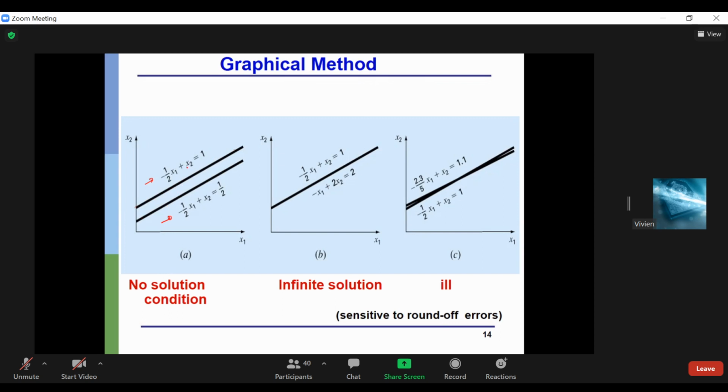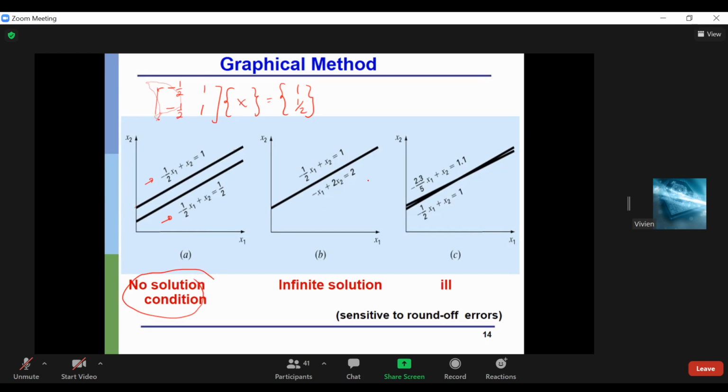Say we have a system in which we have a matrix filled with minus half and 1, minus half and 1 as well, multiplied by x, equals 1.5. In this case, we never get a solution because physically there is no solution for this one. These two lines are parallel, so there will be no intersection. This is the no solution condition.